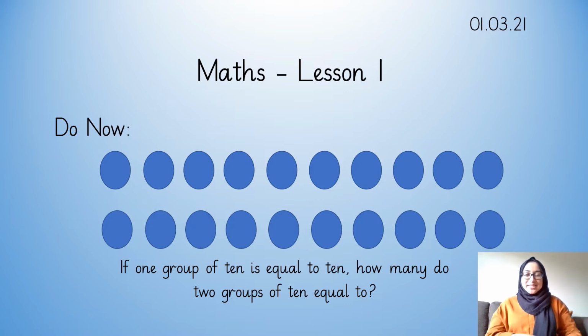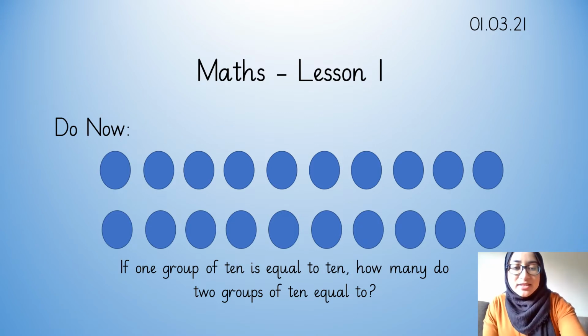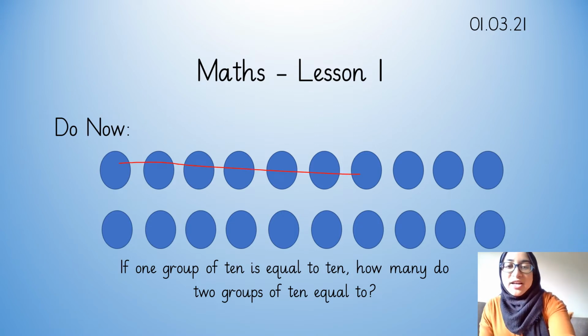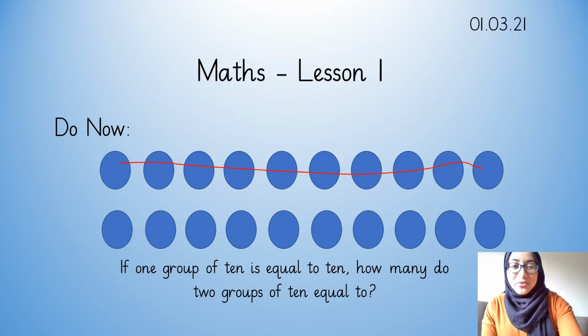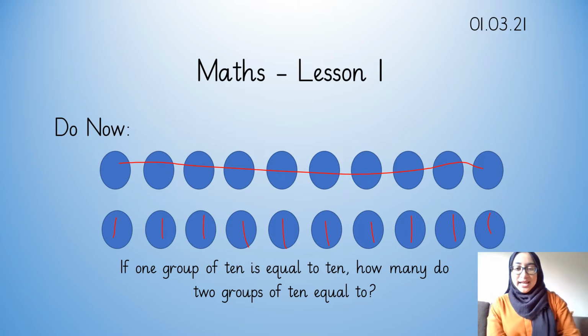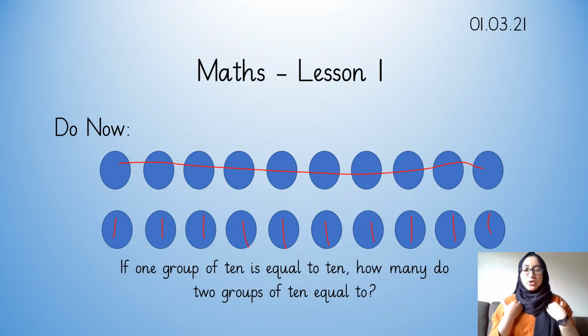Those are some great answers. Let's count it. So we have 10 on the first row. Let's count the second row. 11, 12, 13, 14, 15, 16, 17, 18, 19, 20. So two groups of 10 equal 20.